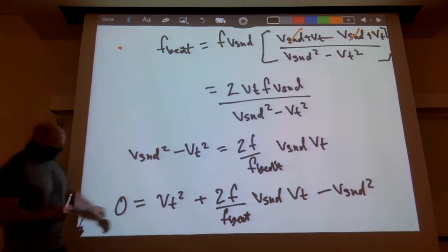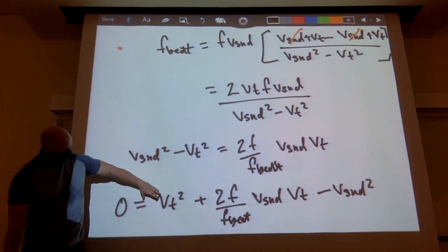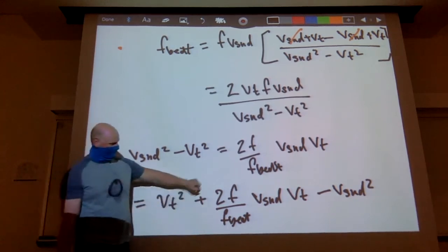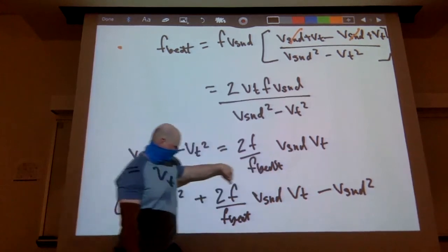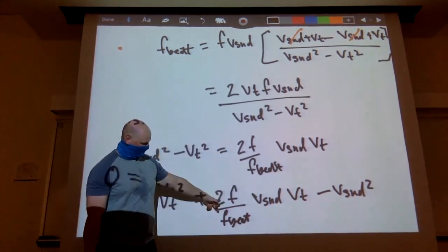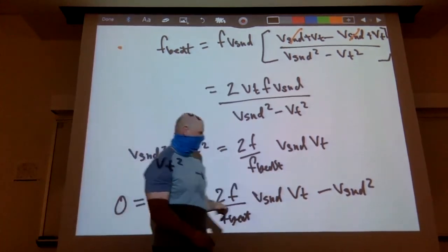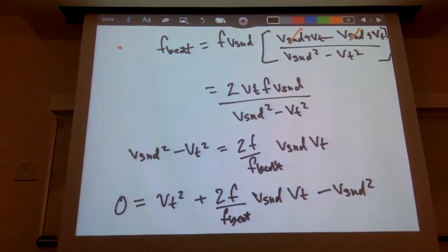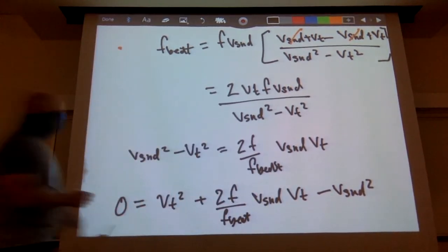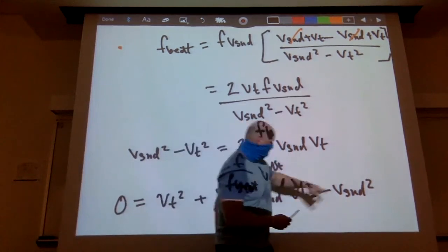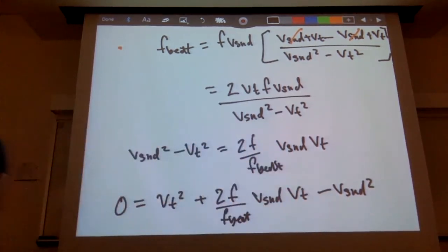So this is just a quadratic. Whatever shows up in front of VT squared is A, so A is just equal to 1. Whatever shows up in front of VT is B here, so twice the frequency divided by the beat frequency times the speed of sound is equal to B. And then whatever this thing is, that's our C. So let's plug in our numbers.